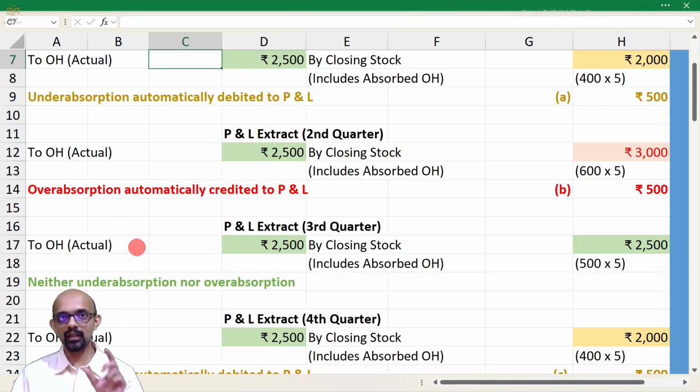That means what part of the overheads are we treating as part of the inventory cost? Because you have to value inventory at cost or NRV, whichever is less, for finished goods, raw materials and so on. That is what is being referred to as the credit here. We are absorbing more in the second quarter, so that is treated as a credit. It's not an actual credit entry.